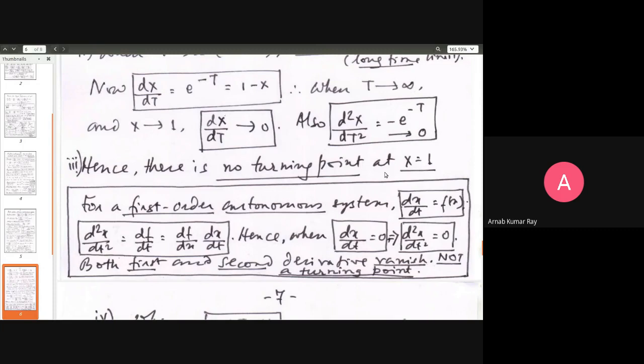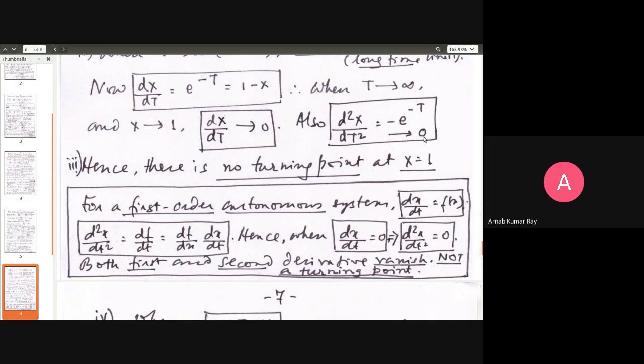Incidentally, if the second derivative is a positive number, then you say that it is a stable turning point, a minimum. And if the second derivative is a negative number, you say that it is an unstable turning point, a maximum, something like that. But here the second derivative is vanishing. Therefore, there is no turning point at x equal to 1.